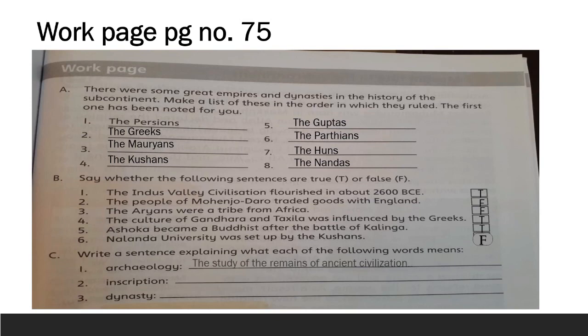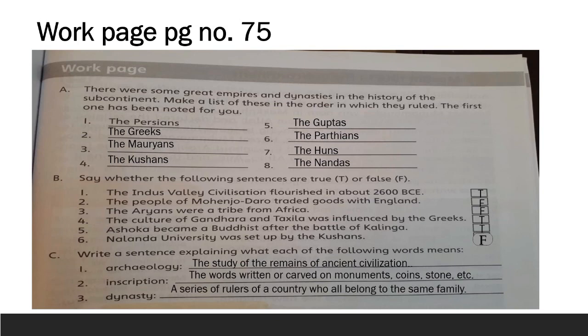Part C. Write a sentence explaining what each of the following words means. So the first one is archaeology. Archaeology is the study of the remains of ancient civilization. Number 2, inscription. The words written or carved on a monument, coin, stones, etc. Third one is dynasty. A series of rulers of a country who all belong to the same family.